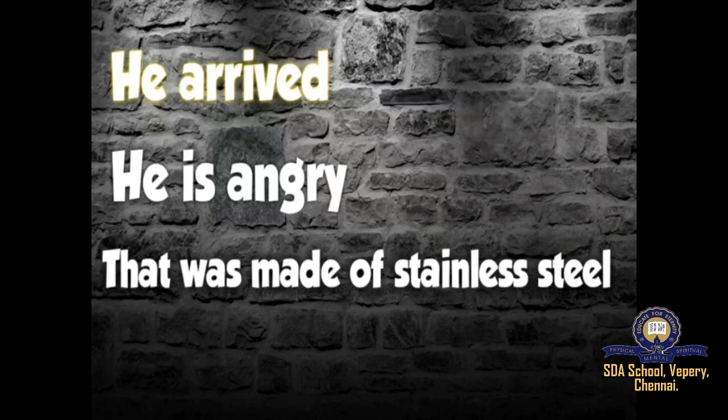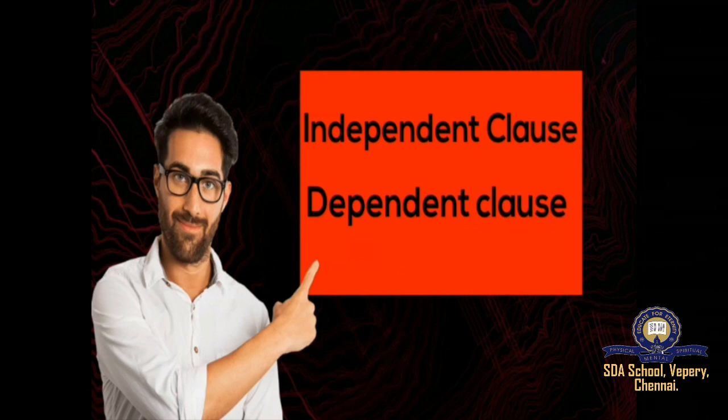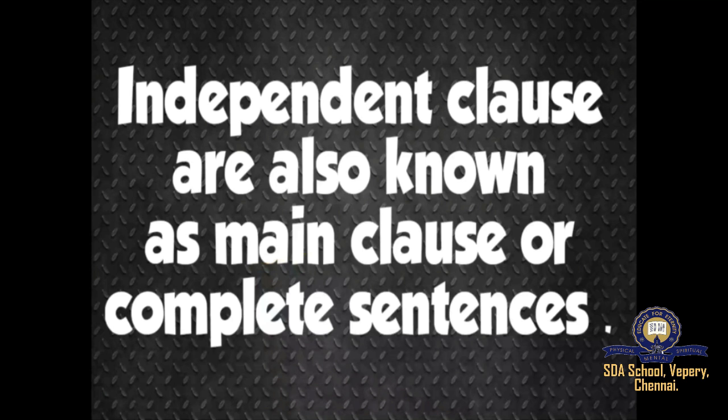Now let's see the types of clauses. There are two main types of clauses. They are the independent clause and the dependent clause. First, let's see the independent clause. Independent clauses are also known as main clauses or complete sentences. That is, they can stand alone and express a complete, meaningful sentence.